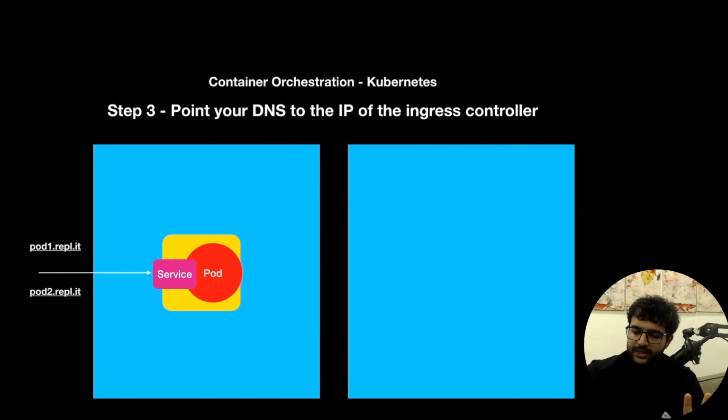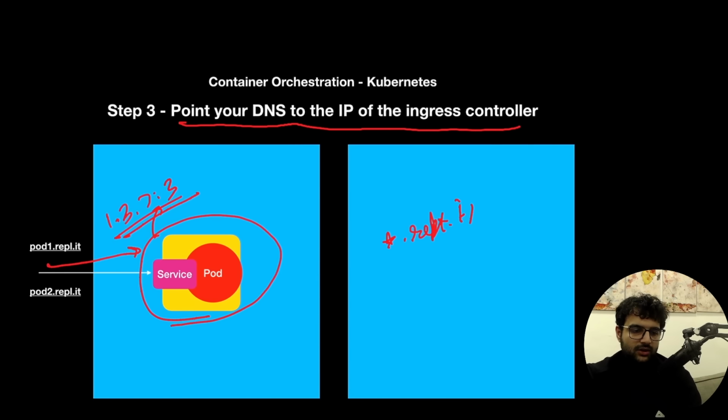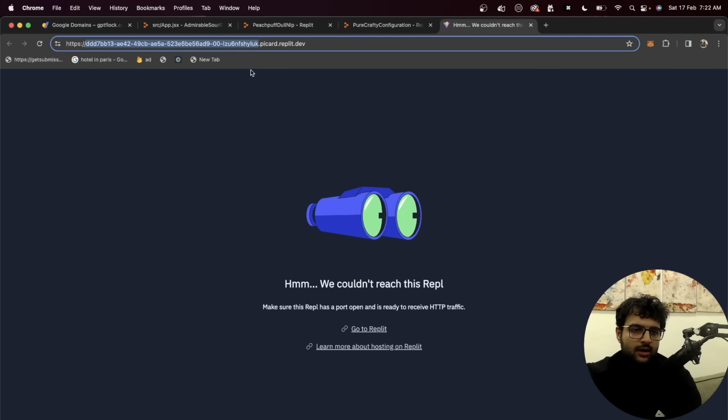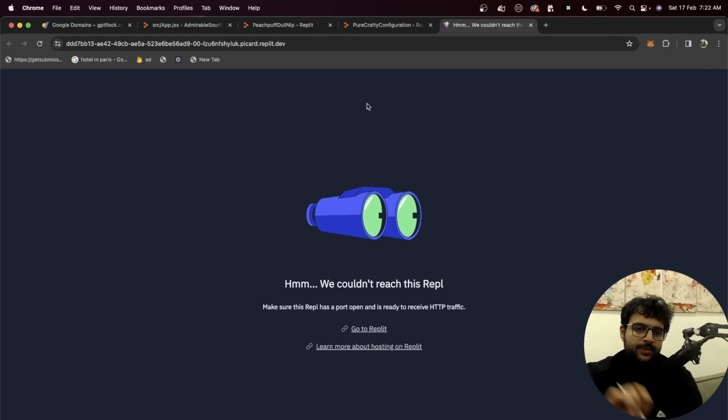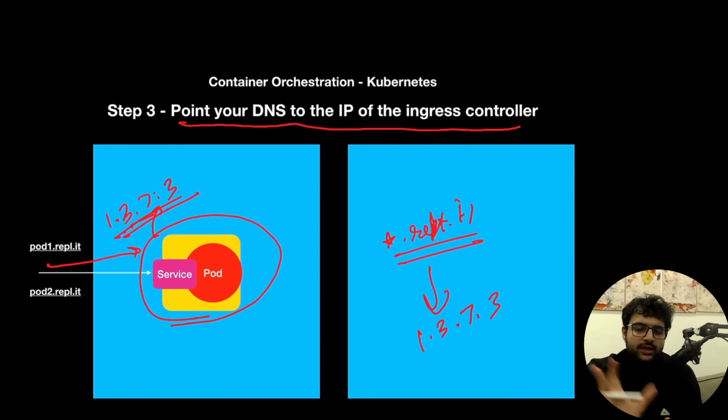Step 3 is you point your DNS to the IP of the ingress controller. After you start this, you can get its IP. Okay, haan bhai, the incoming IP for this is 1.2.7.3, let's say. And then you go to godaddy.com, googledomains.com, or squarespace.com, and you say, okay, star.repl.it, or in these guys' case, whatever the URL was, star.pika.replit.dev. You go to Google domains and you say, bhai, this thing points to this 1.3.7.3 IP, so that all your subdomain requests are going to this IP and are being handled by this guy right here.